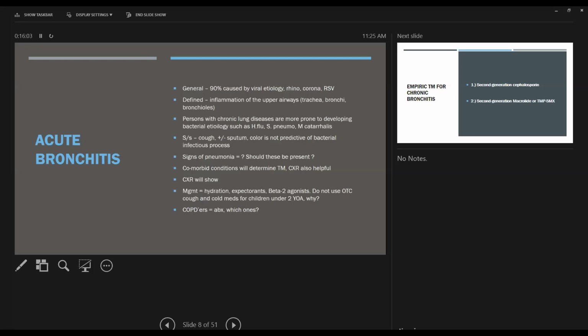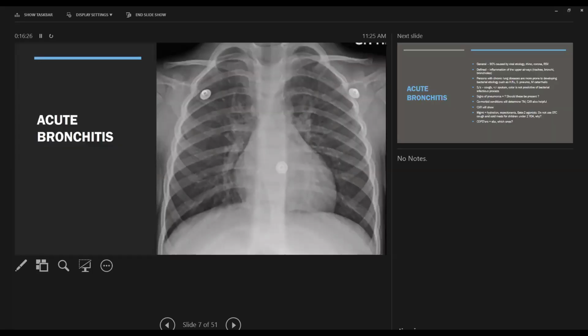Tim, question. Yes. What would a chest x-ray, how would it look different from the one above in terms of bacterial versus viral? Sure. So I'm going to show you some bacterial chest x-rays later, which generally show a lobar consolidation or air bronchogram, which we'll talk about. But this x-ray is really just showing what they call a viral pattern. So we have definitely some inflammation in the bronchioles and upper airways.